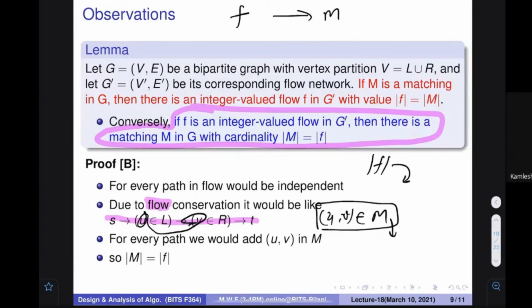So what is the size of M? It is mod M. Whether they would be sharing any node, the answer is no, because we have seen that all the flows are actually independent, so they would not be sharing any nodes. Therefore whatever we are going to get is going to be a matching. Is it a right proof?